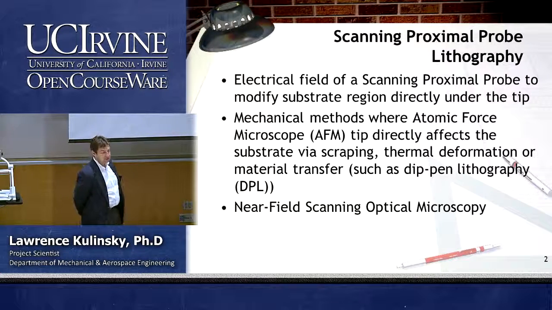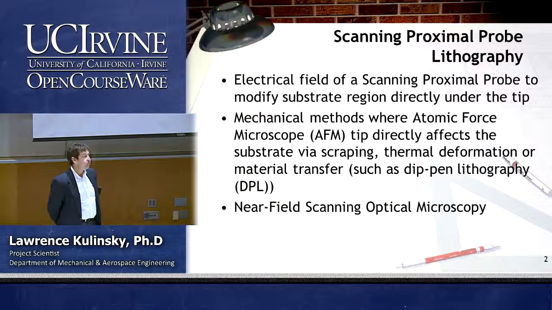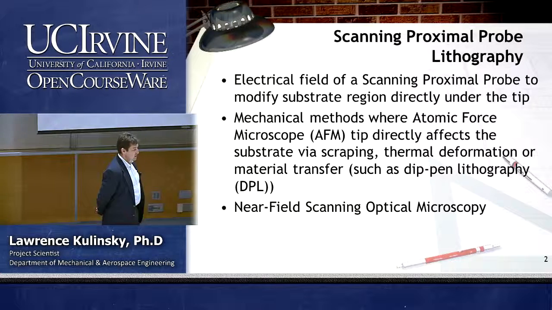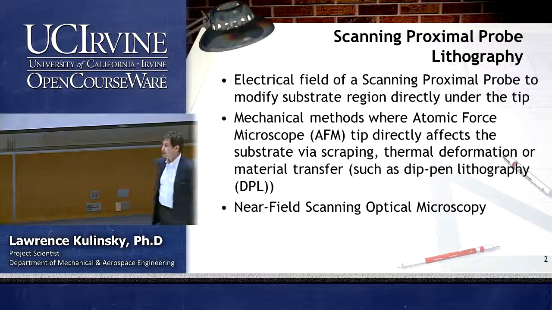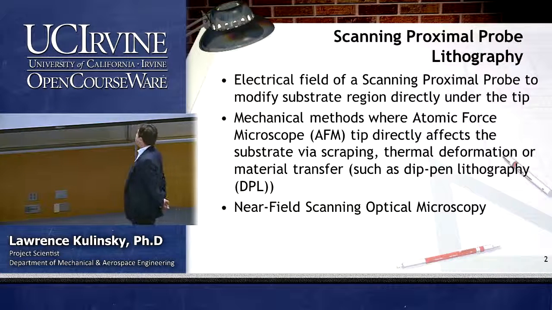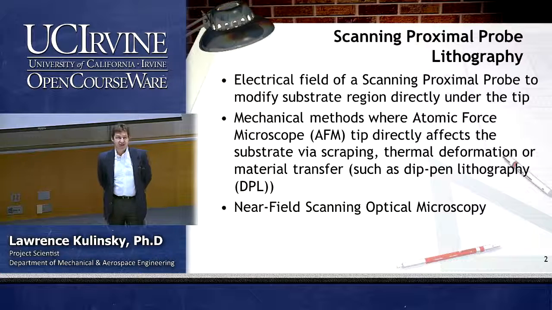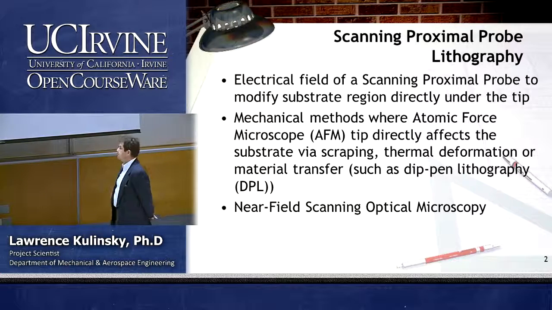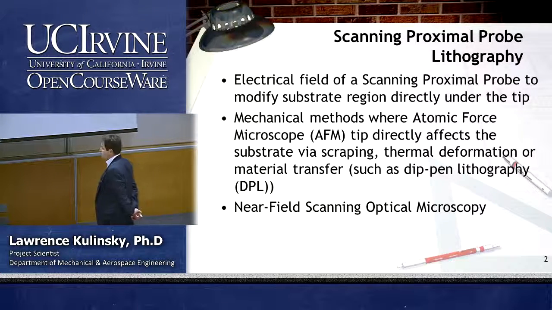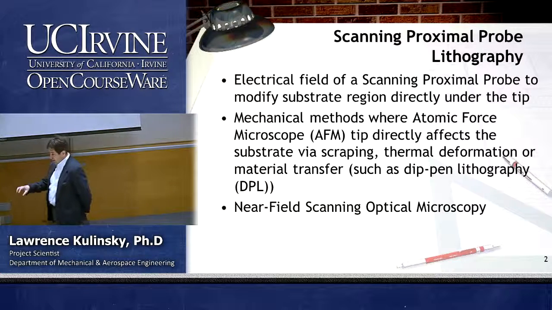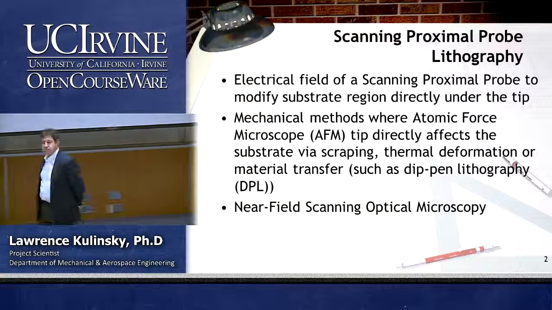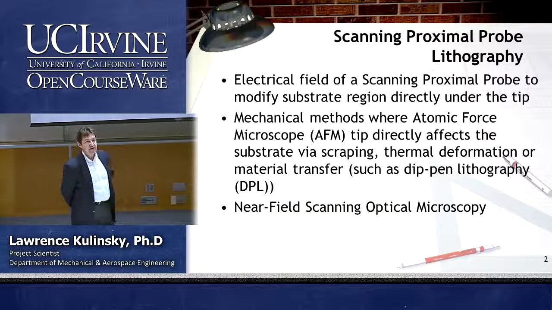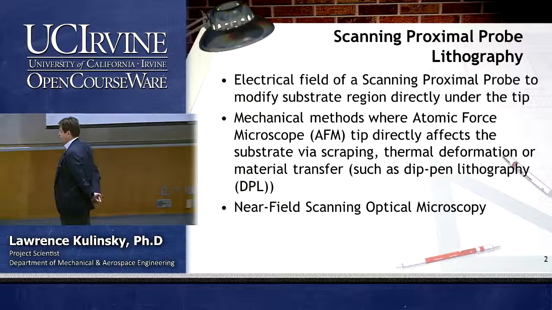The first is scanning proximal probe interaction via electrical field. So we can use electrical field to modify the substrate under the probe. Then we can also use mechanical methods, such as direct scraping of the surface and also exchange of material between the tip probes and the surface, and even moving atoms directly with the probe. Finally, we are going to touch a little bit on the advanced technique of near-field scanning optical microscopy.